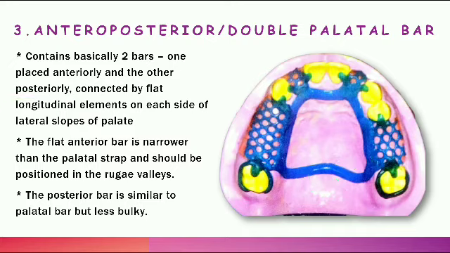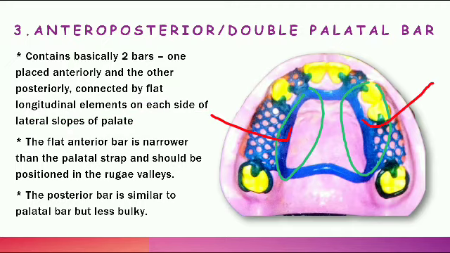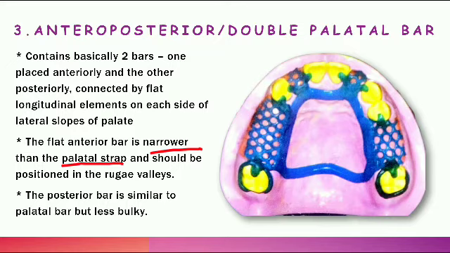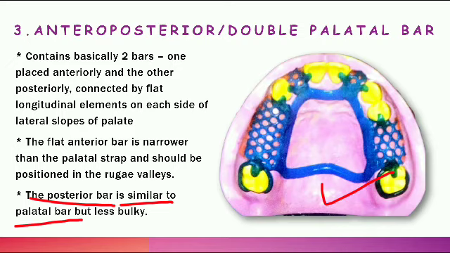And how are they connected? They are connected by flat longitudinal elements on each side of the lateral slopes of the palate. So this is your lateral slopes of palate, and these are the flat longitudinal elements that connect both anterior and posterior bar. The flat anterior bar is narrower than the palatal strap, and thus it should be positioned in the rugae valleys. The posterior bar is similar to the palatal bar, but it is less bulky.